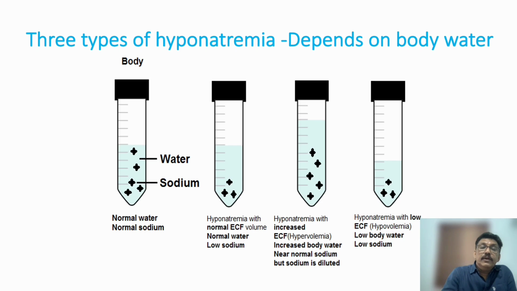In hypervolemic, actually the sodium is normal, so there is no need to concentrate on the sodium levels, you have to concentrate only on the water levels. Whereas in the first one, normovolemic hyponatremia, you have to increase the salt, that's all, no need to correct the water, water is normal. In the last condition both salt and water are reduced, so both have to be corrected.